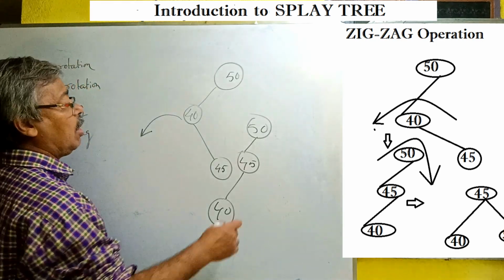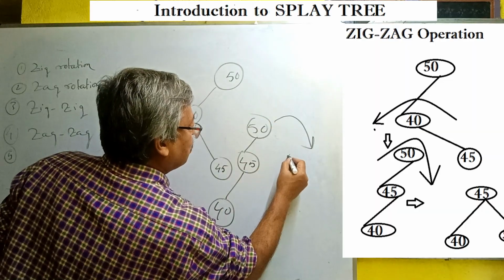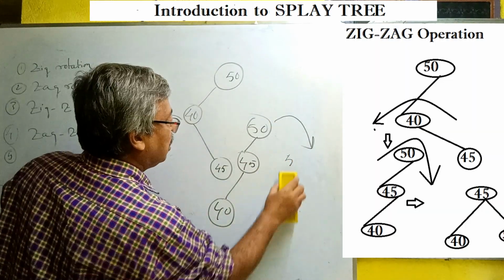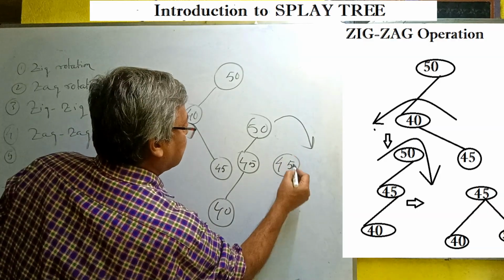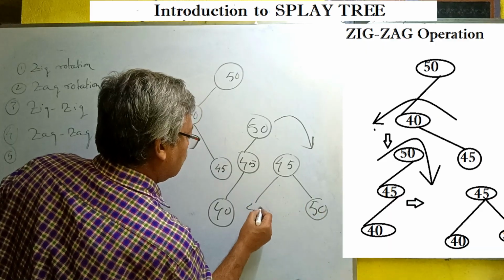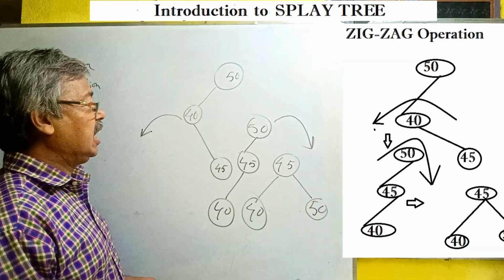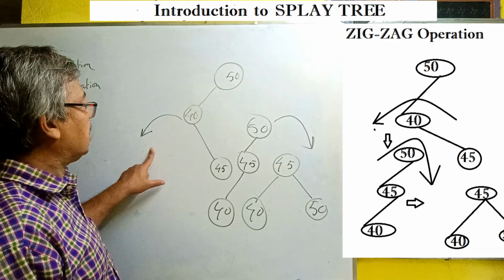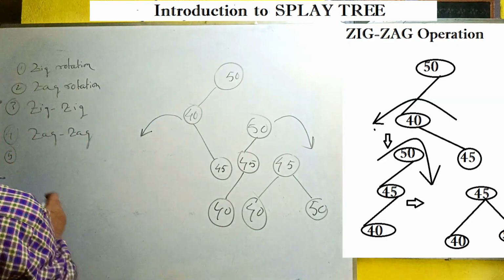The second operation is the zig operation. So 45 will appear at the middle point, and that is the root position, 50 at this position, and 40 at this position. So there are two operations: the first operation is zag, and the next is zig. So the operation name is zag-zig.